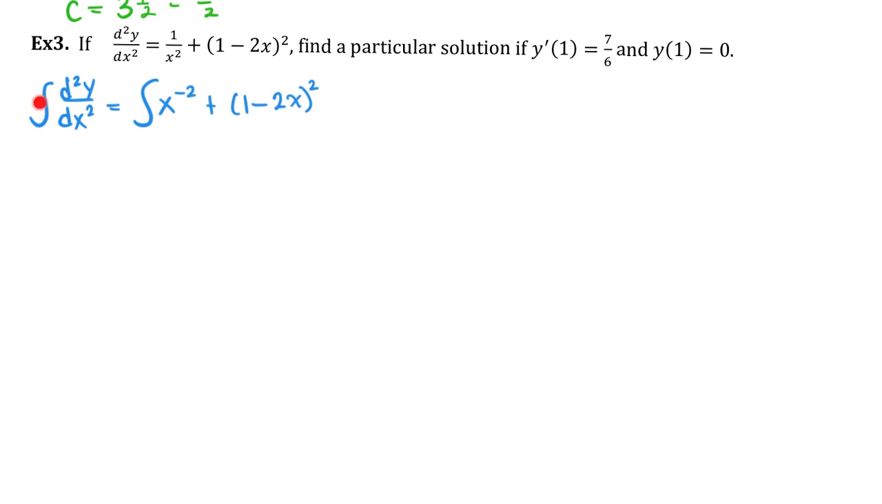Okay, if I do the integral of this, instead of being the second derivative, it's going to be the first derivative. Okay, this is power rule. So since this was x to the negative 2, let me raise it a degree. So now it's x to the negative 1. And then I'm going to divide by negative 1, which just makes this a negative.